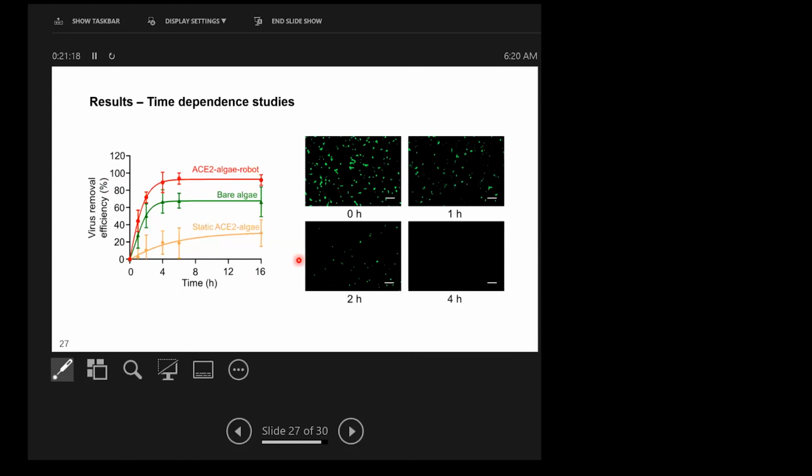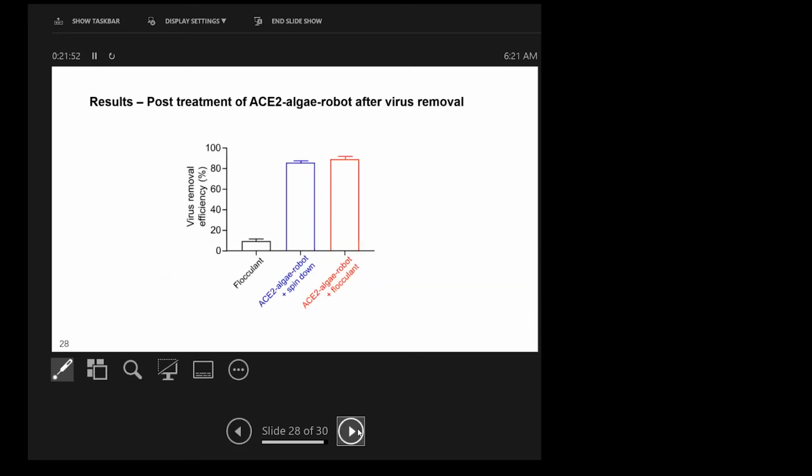Furthermore, we also evaluate and compare the virus removal kinetic profiles in the drinking water treated with this ACE2 algae robot, the bare algae, and the static ACE2 algae. Such results indicate the significant contribution of both the ACE2 receptors for virus targeting and the fast micromotor motion for contacting the virus, toward highly efficient viral removal.